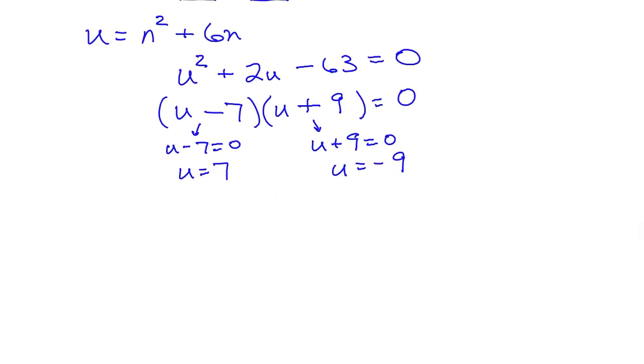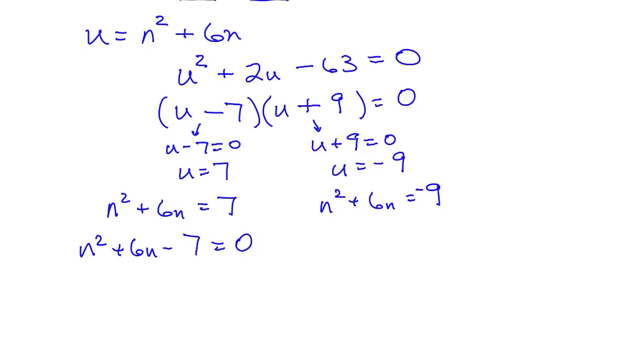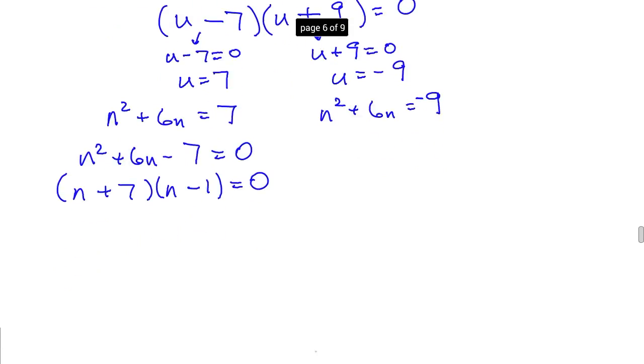Now, these u answers are not the answers we want. We are solving for n. So now we back substitute what the u was. So this is n squared plus 6n is equal to 7. And over here, n squared plus 6n is equal to negative 9. Let me solve the one on the left. So we have n squared plus 6n minus 7 is equal to 0. So that's n plus 7 and n minus 1 equals 0. So that gives me n is equal to negative 7 and n is equal to 1.